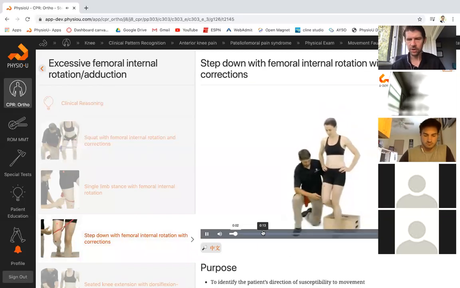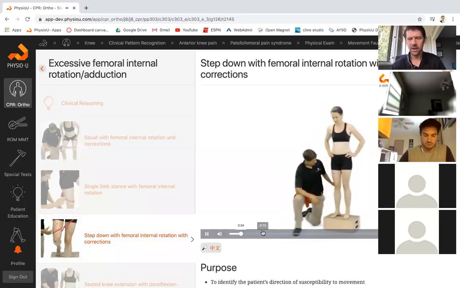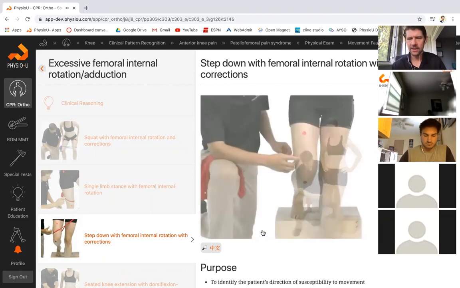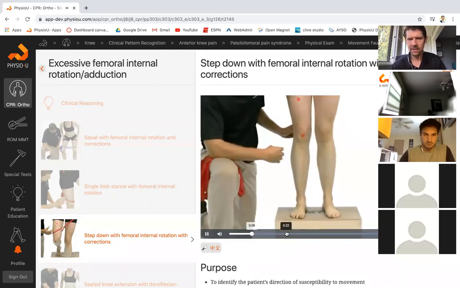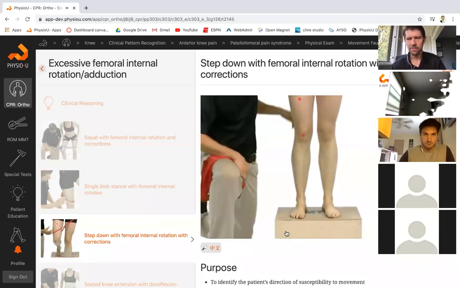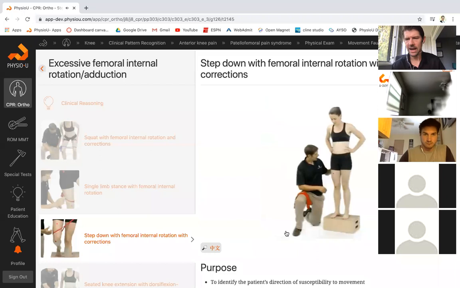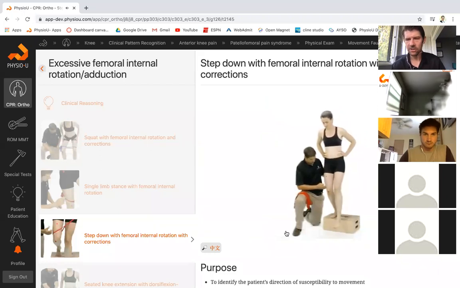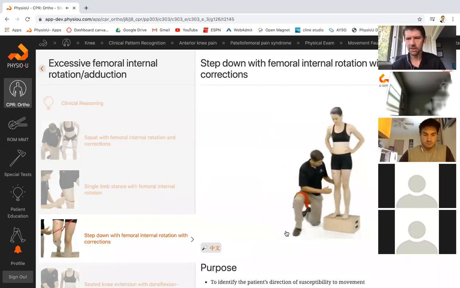We can look at the same thing with a step down. Watch them step down. Ouch, it hurts, their knee dives in. Can we just cue them? Having them push out to the side, turn on some of their abductors. Give them a cue, tell them, don't let your leg dive in, and have them recheck it. Good. See if that changes it.